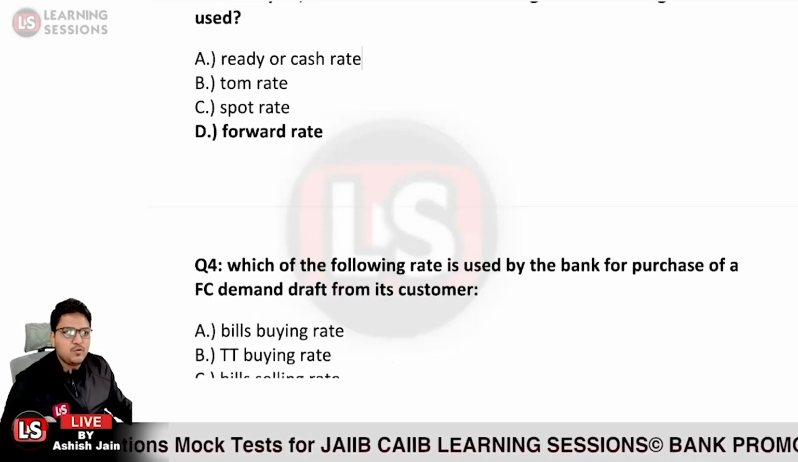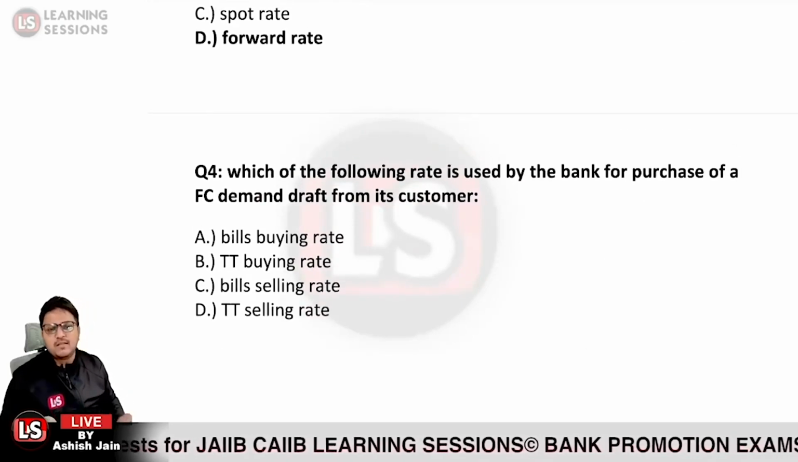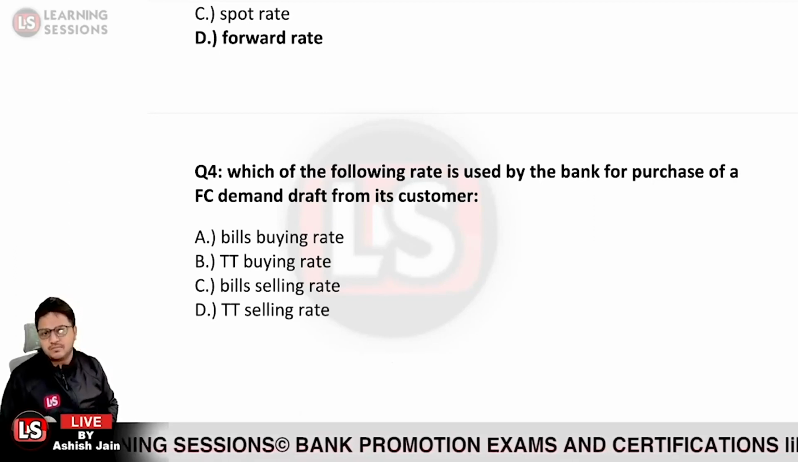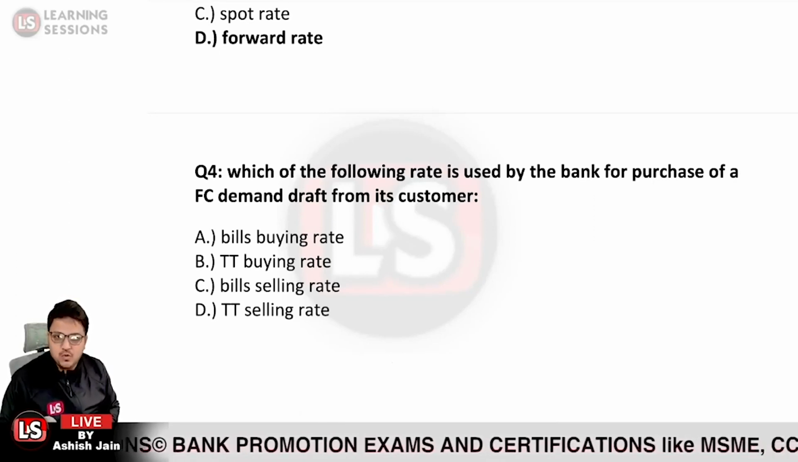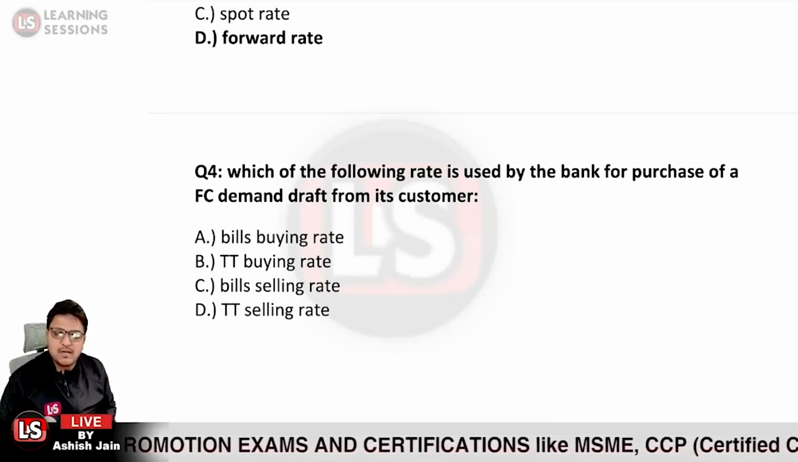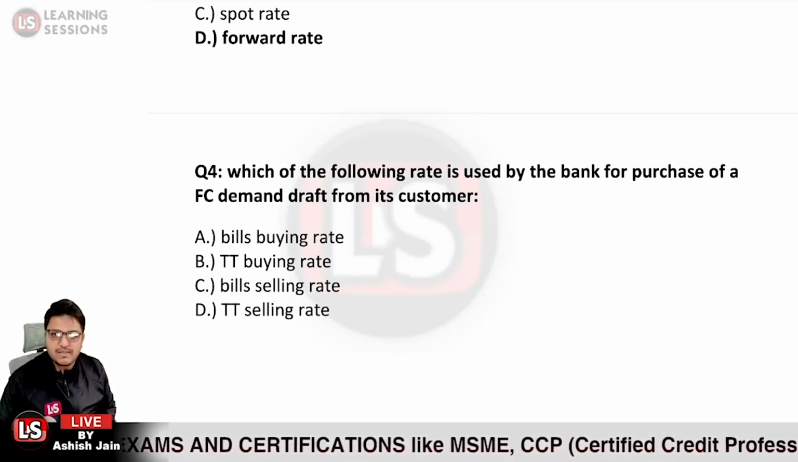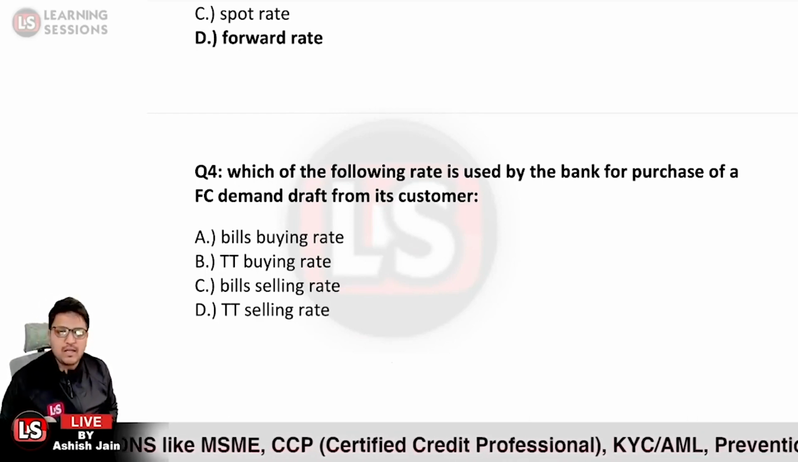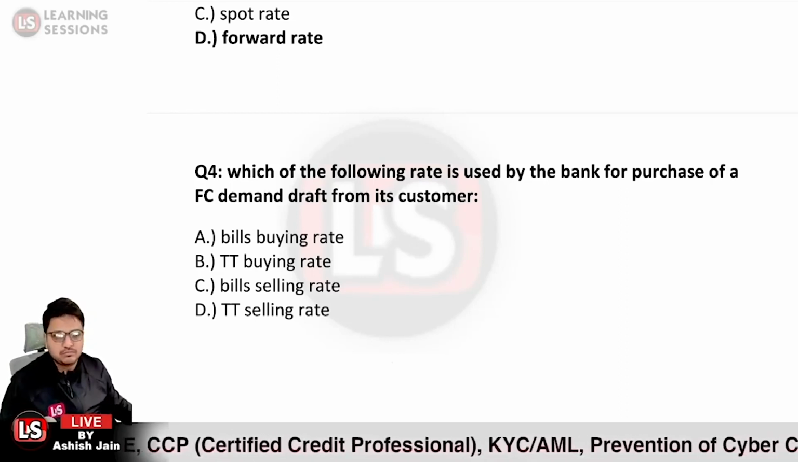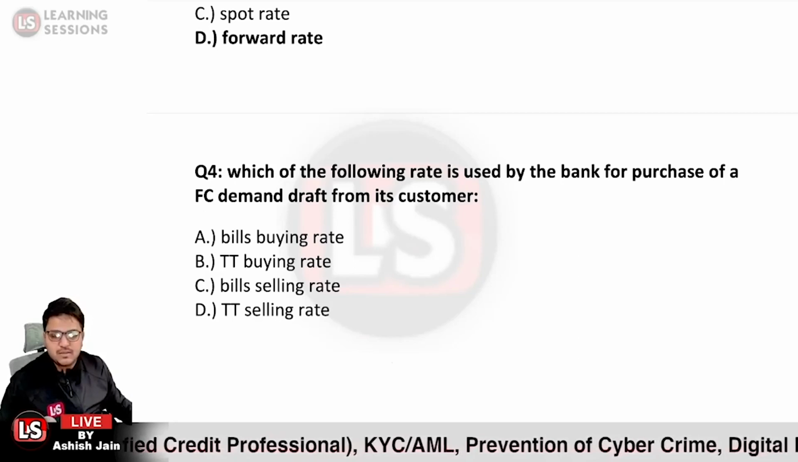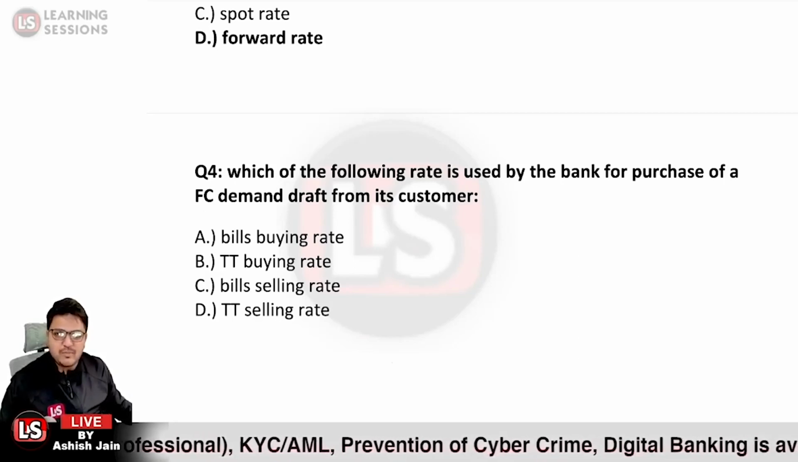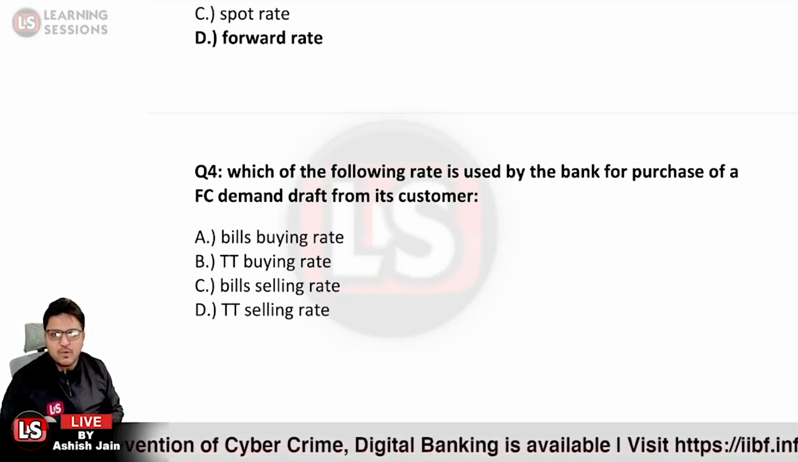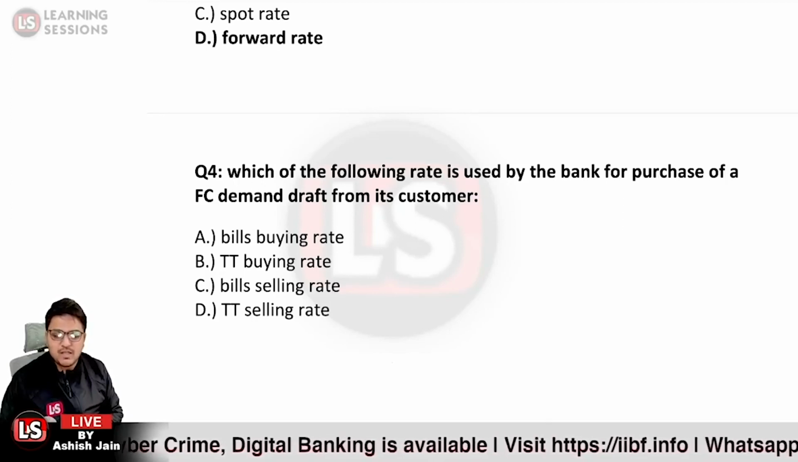Okay. Let's move to another question. It says, which of the following rate is used by the bank for purchase of a foreign currency demand draft from its customer? If the bank wants to purchase the foreign currency demand draft, what rate shall be used? If you want to buy from the customer, what rate shall be used? What rate shall be quoted?